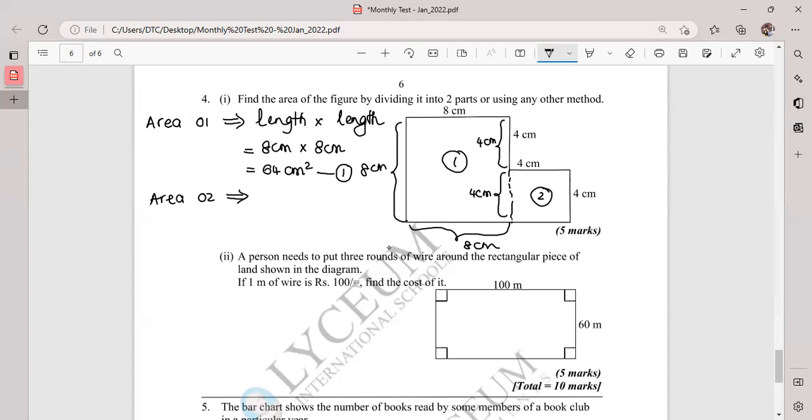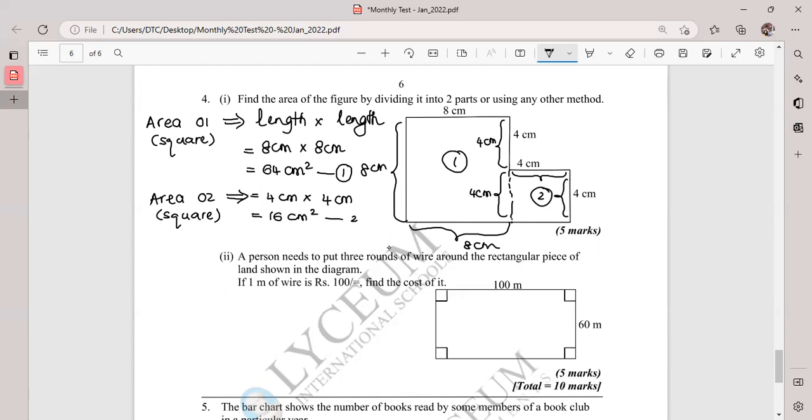Again, you can see this is 4 centimeter and this is 4 centimeter. You can see this is also a square. So straight away you can write 4 centimeter into 4 centimeter. And you can do something here, children: you can write the shape here, the square, and here also you can write it as square, right? So the answer will be 16 centimeter squared.